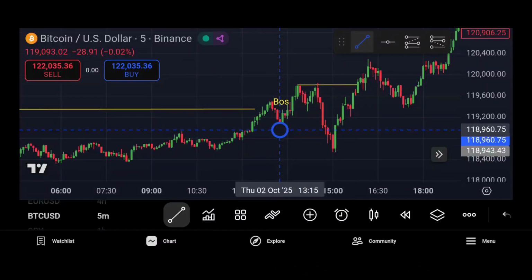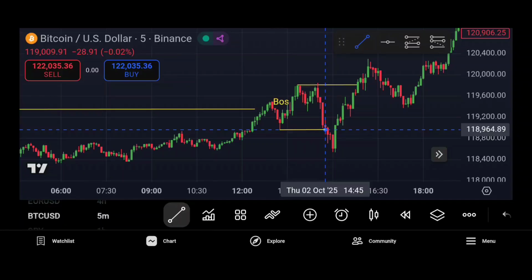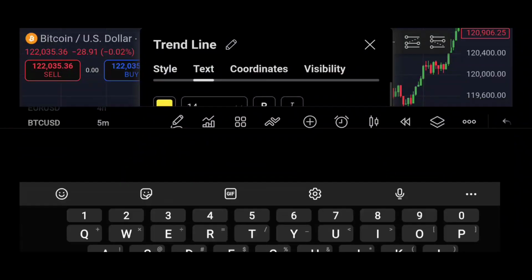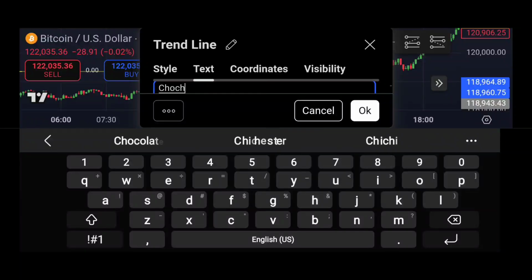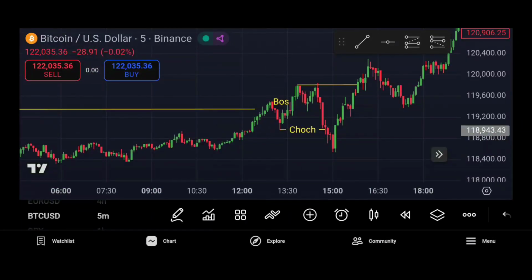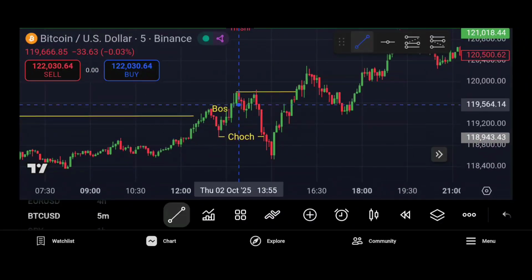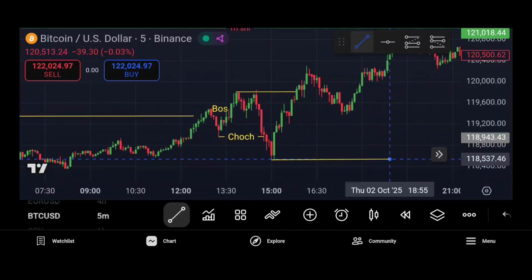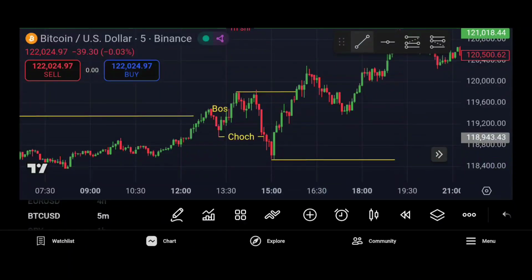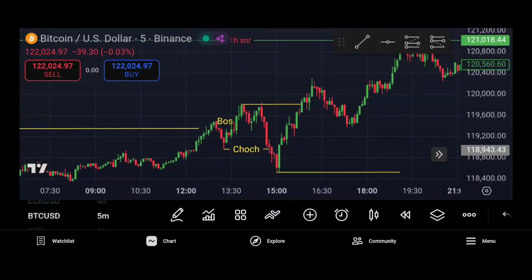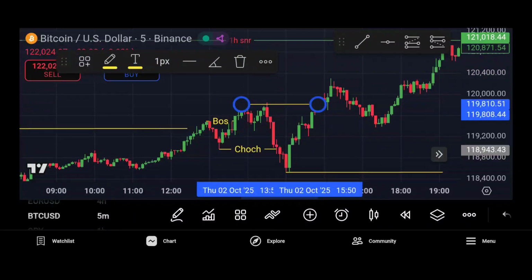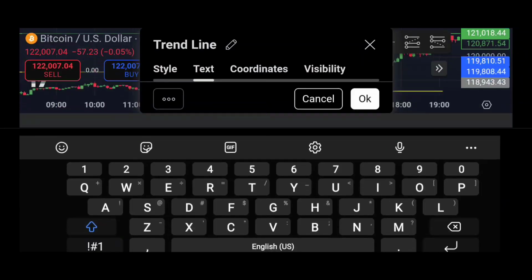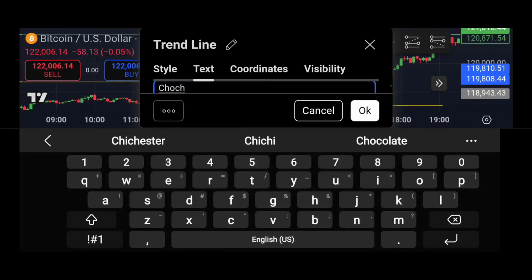Then a change of character happened. I had to mark that. Then again, after the change of character, of course, market made a lower low. That represents a change of character in a bullish market.